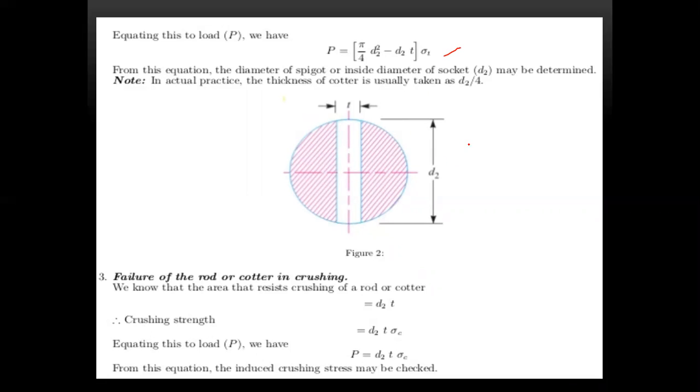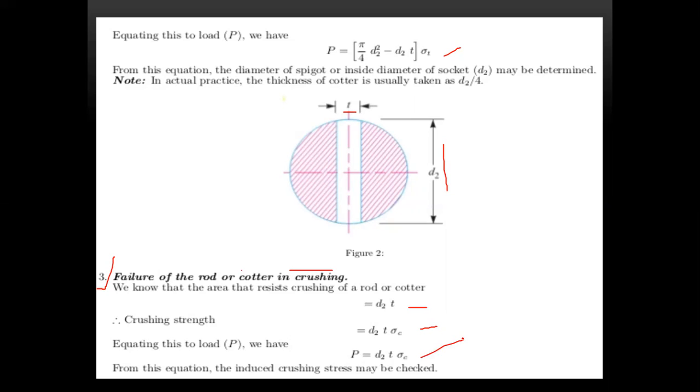If you see the thickness of the quarter, this is the d2 diameter, and this one is t. Now what is the third one? The third one is failure of the rod in crushing. We know that the area resisting crushing of the rod is equal to d2 into t. The crushing strength is equal to d2 into t into sigma c. Therefore, equating these two, we get load P is equal to d2 into t into sigma c.